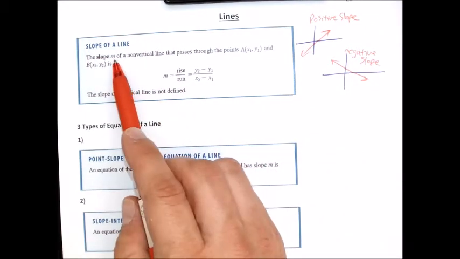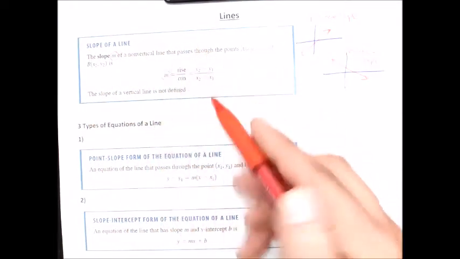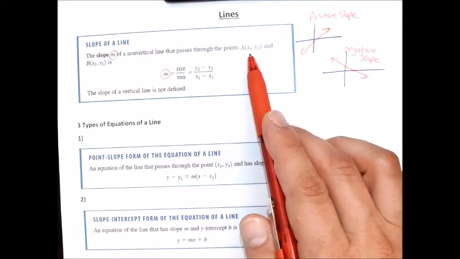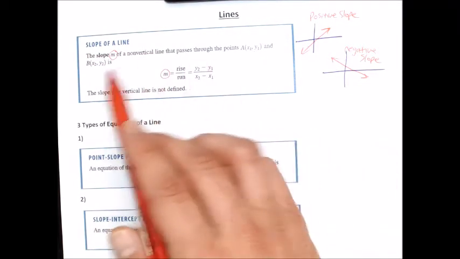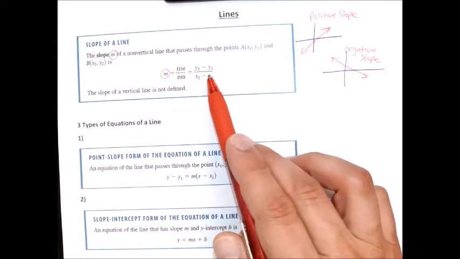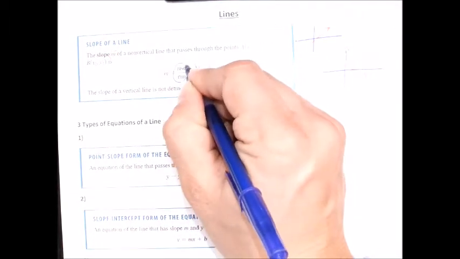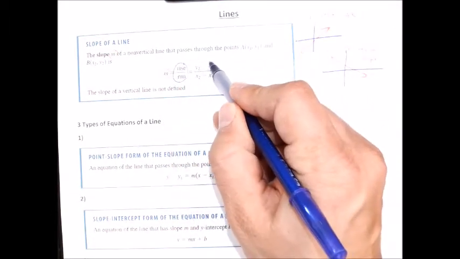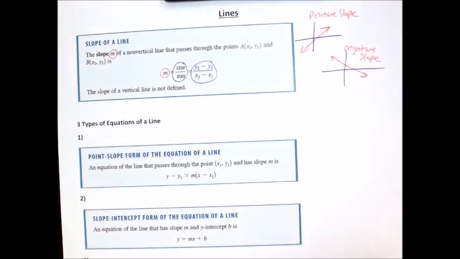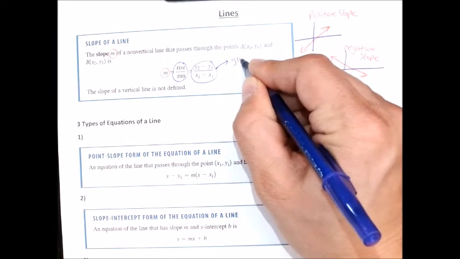And so the slope m, we usually represent slope with the letter m, right? Remember that. The slope of a non-vertical line that passes through the points x1, y1, and x2, y2 is given by this equation. And so there's two things written here. There's rise over run, and then there's this equation, y2 minus y1 over x2 minus x1. And so the second version of that, that's what you use when you're given 2 points.